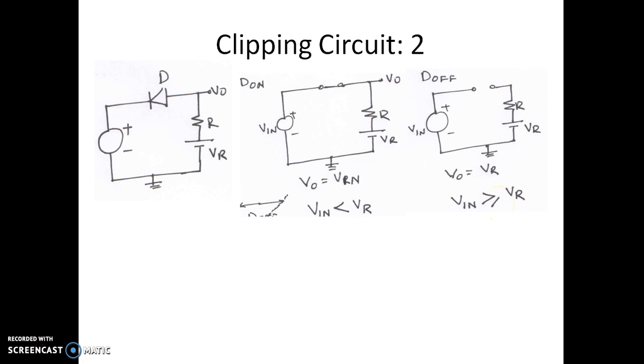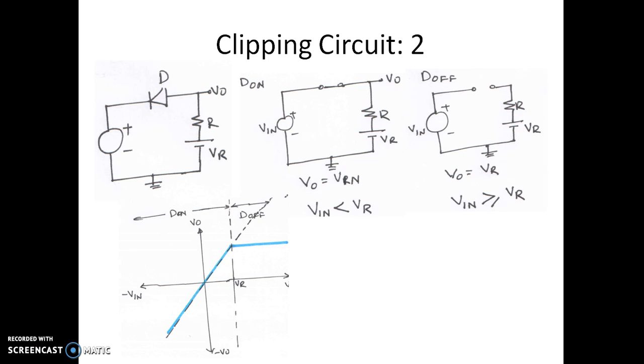Now we should see the transfer characteristics of the circuit. Here also the input voltage is on the x-axis and the output is on the y-axis. We have divided the horizontal input voltage axis into less than VR and greater than VR, because VR is the one which decides when the diode turns on or off. Anything more than VR, the diode is off. If the input voltage is less than VR, the diode is on.